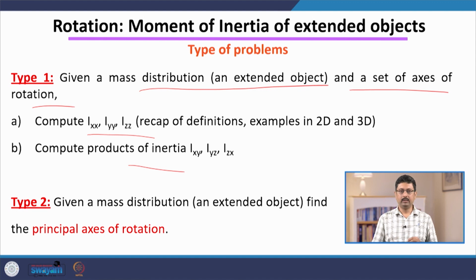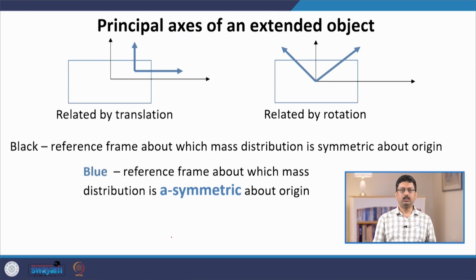Today our goal is to look at the second type of problem, which is, given a mass distribution of an extended object, find the principal axis of rotation. So, let us start by understanding what is this principal axis of an extended object.